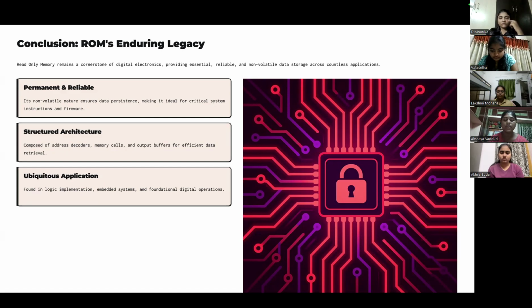ROM continues to be a foundational component in digital electronics due to its permanent, reliable, and non-volatile nature. Its ability to retain data without power makes it ideal for storing critical system instructions and firmware. Built with a structured architecture consisting of address decoders, memory cells, and output buffers, ROM ensures fast and efficient data retrieval. Its widespread use across embedded systems, logic implementation, and essential digital operations highlights its enduring importance in modern electronic design. Thank you, sir.